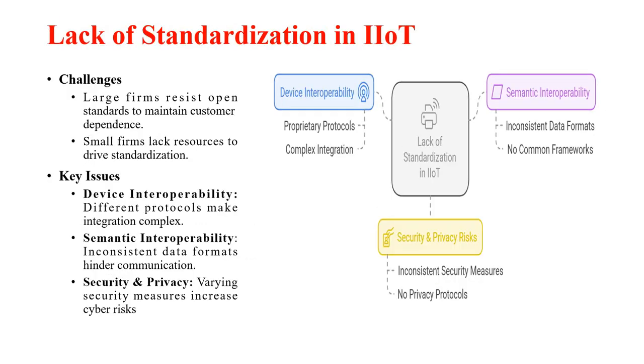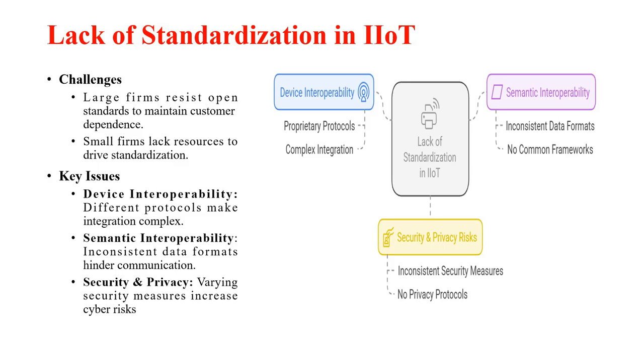Next, you have the lack of standardization in IIoT, that is the industrial IoT. Here, standardization is also important for seamless integration and interoperability in the industrial IoT. But the challenges arise here because of large automation suppliers, which will avoid open standards to maintain customer dependency, and the small automation suppliers, which will lack the resources to drive standardization efforts.